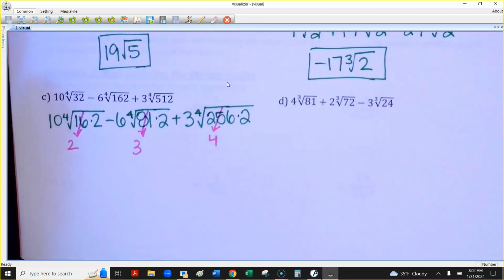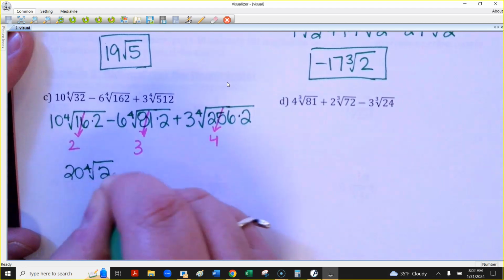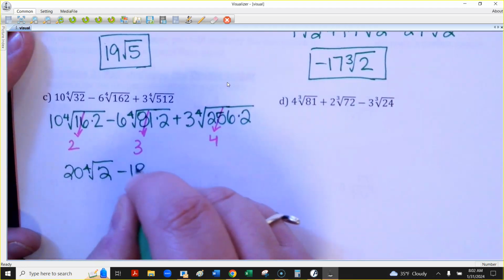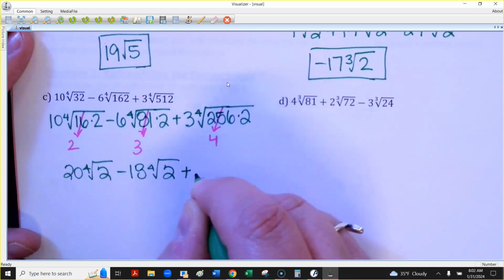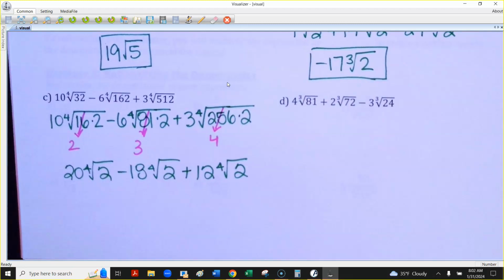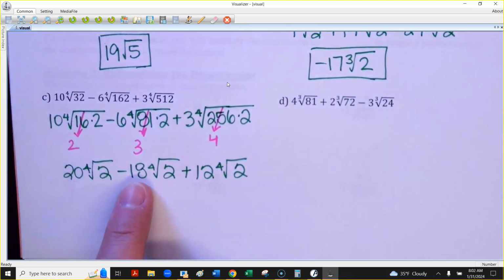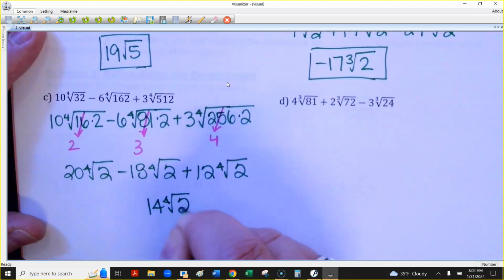All right, anything in front, we're going to multiply. So that first term is really all simplified, 20, 4th roots of 2. Second term is minus 18, 4th roots of 2. And then the last term is plus 12, 4th roots of 2. So when we simplified all of them, they end up being like radicals. They're all 4th roots of 2. So if I combine those, 20 minus 18 would be 2, plus 12 would be 14, 4th roots of 2.